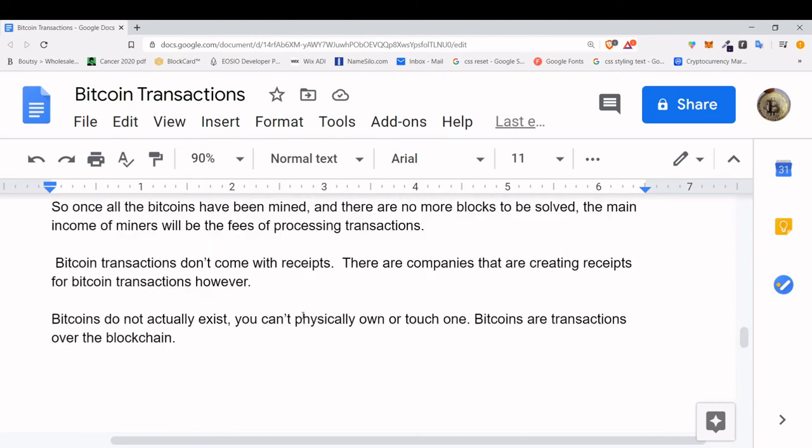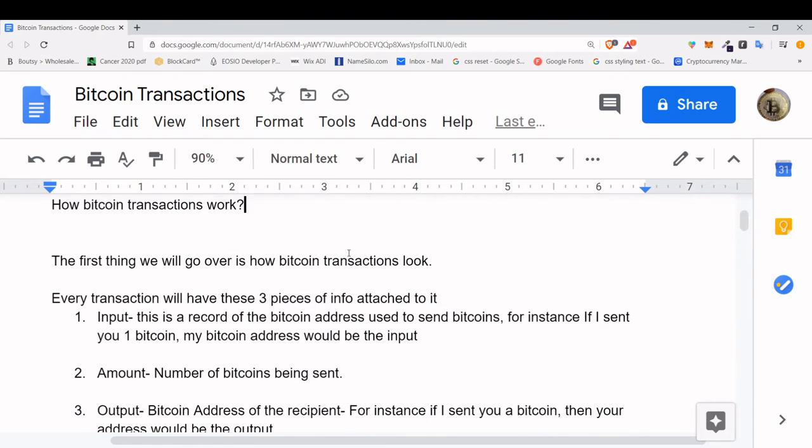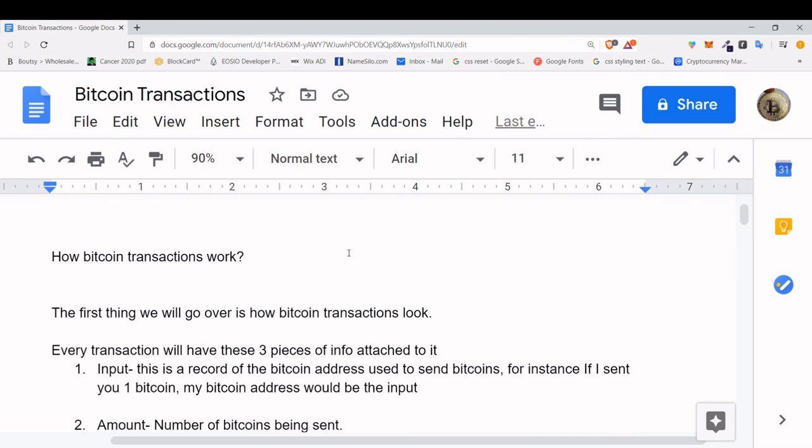So I hope this kind of gives you a basic understanding of Bitcoin transactions, how they work, and the different data attached to each Bitcoin transaction. I'll be going over in more depth in future videos, and I'll also do a video on how to create a Bitcoin wallet, how to trade Bitcoin, how to buy Bitcoin, and many other things about Bitcoin.